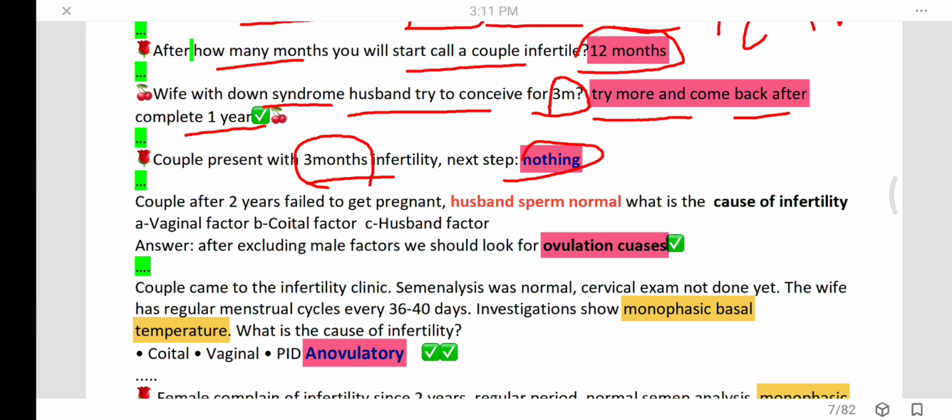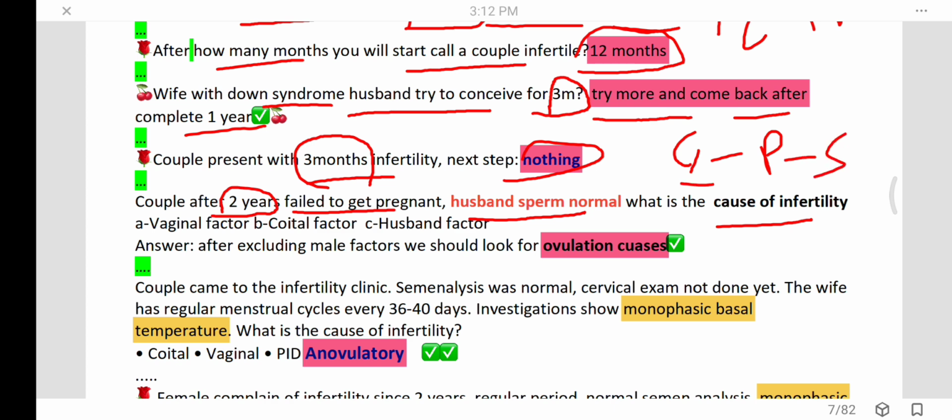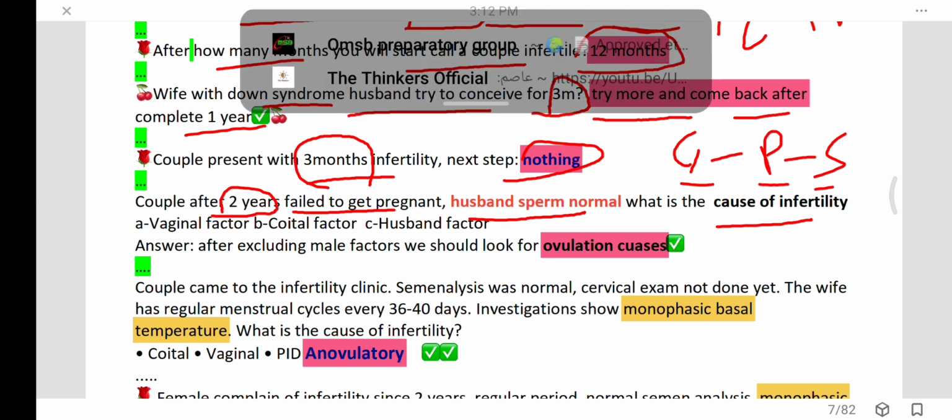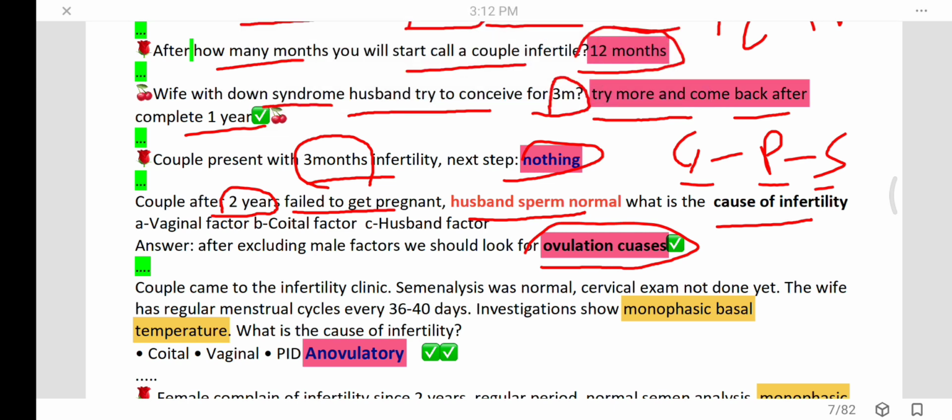Couple after 2 years failed to get pregnant. Now 2 years have passed and they have failed to get pregnant. Husband's sperm count is normal. What is the cause of infertility? After you have ruled out the general physical examination, after you have done the pelvic examination, and after you have checked the semen analysis, all of these are normal, then the most common cause of infertility would be the ovulation causes. There might be anovulatory cycles or something like that, so you have to look for ovulation causes.